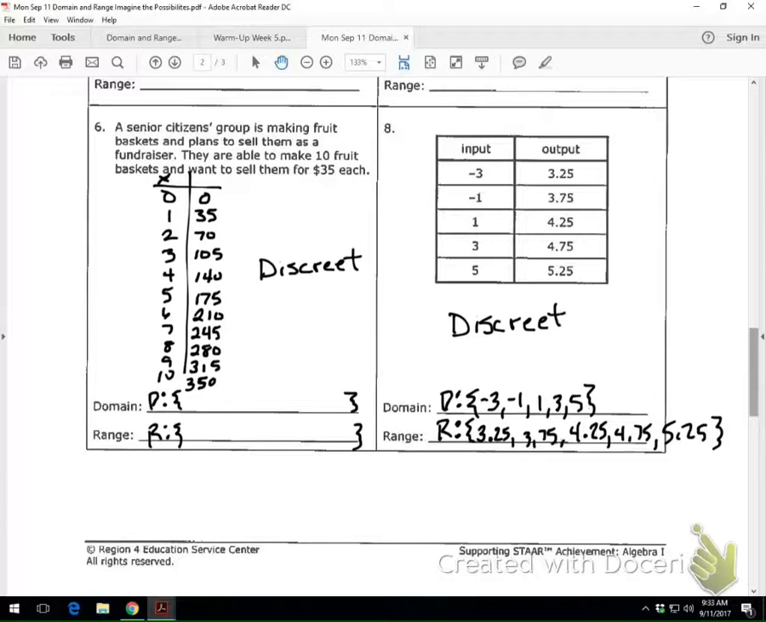Okay, anytime you have a table, more likely it's going to be discrete. Okay? Anytime you have a graph that's got a line on it, continuous. And then the word problems are the ones that are tricky. Okay? Alright, so that's the first day of domain and range.